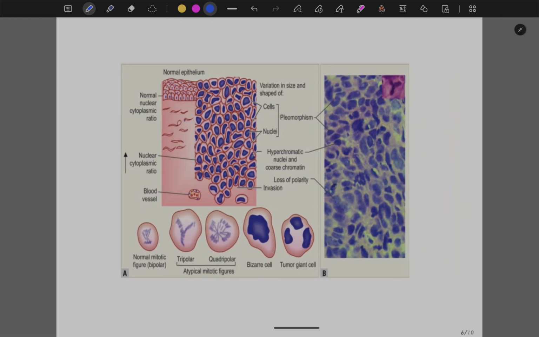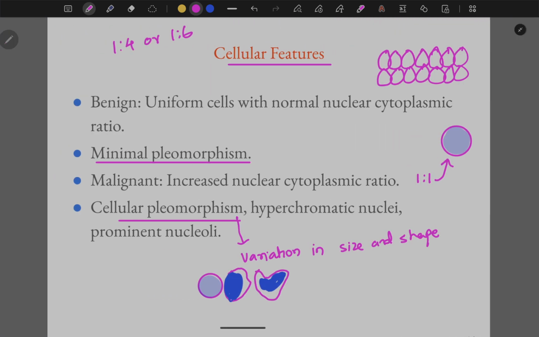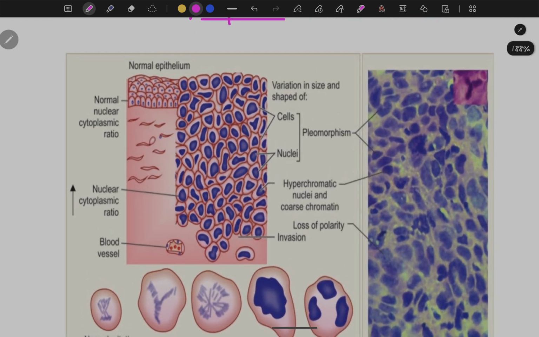Now let's see this image to study anaplasia. What is anaplasia? It is the lack of differentiation, and it is an important feature of malignant neoplasia. Features of anaplasia include all these features we talked about in cellular features: pleomorphism, hyperchromatic nuclei, and increased nuclear cytoplasmic ratio. You can see.